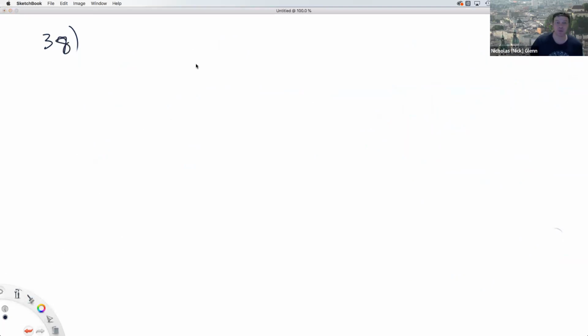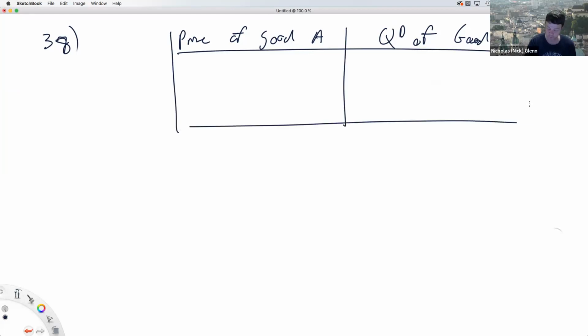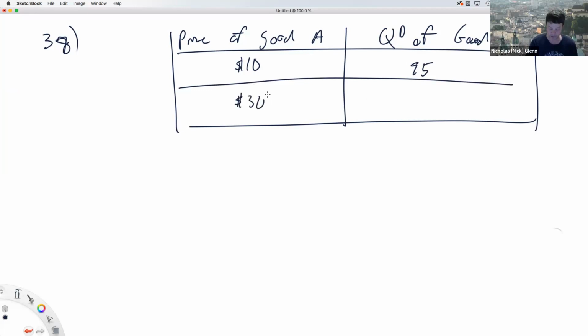So we're given the price of good A, the price of good B. I'm sorry, the quantity demanded of good B. So here we're looking at the cross price elasticity. Okay. And so we're given some numbers here. It starts off at 10 bucks. What's the quantity demanded? Well, it's 95. What if this price of good A goes up to 30? Well, then quantity demanded goes to 105.